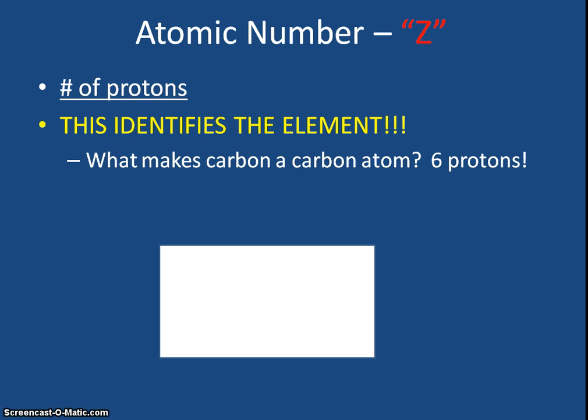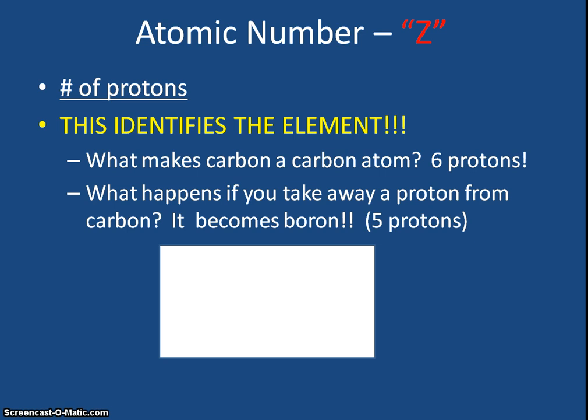So what makes carbon a carbon atom? All it has to have is 6 protons. If you take away a proton from carbon, it becomes a completely different element. It becomes boron.